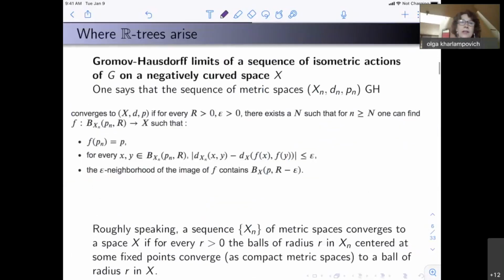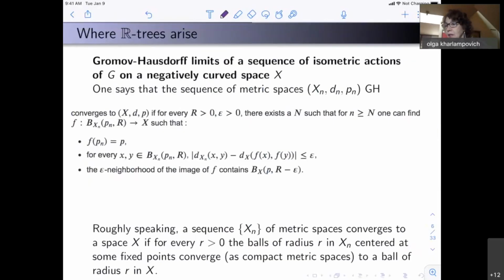Now let me talk a little bit about R-trees. There is a complete description of finitely generated groups acting freely on R-trees, that is, with trivial stabilizers. In the case of simplicial trees, these are just free groups, but in the case of R-trees, these are more interesting groups. Let me just say a couple of words about where R-trees arise. So, what is the Gromov-Hausdorff limit of a sequence of isometric actions of a group on negatively curved spaces?